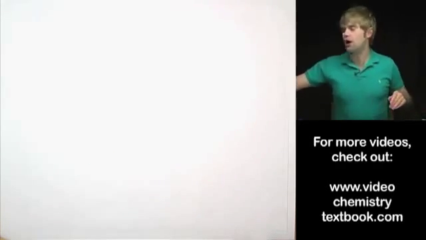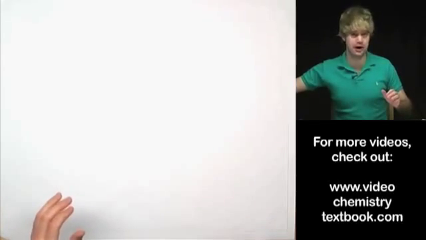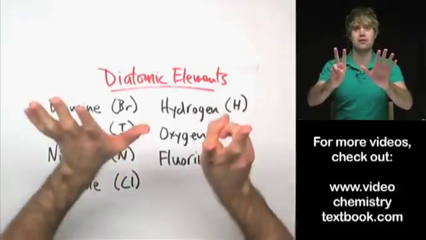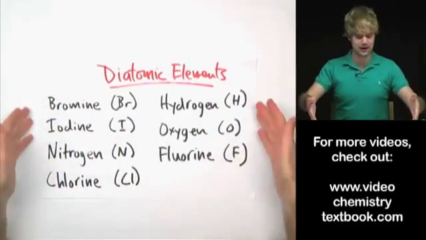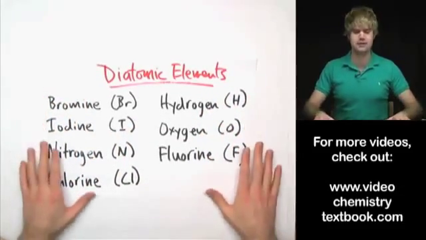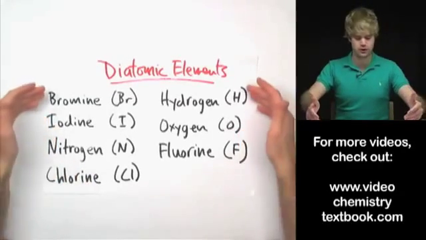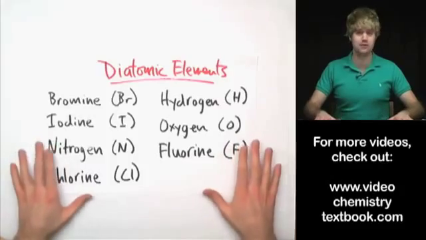Okay, so there are about 100 elements on the periodic table. And of those 100 elements, 7 of them are the diatomic elements. These are the diatomic elements here, and at the end of the video, I'll teach you some memory tricks so that you can remember which of the elements are diatomic.